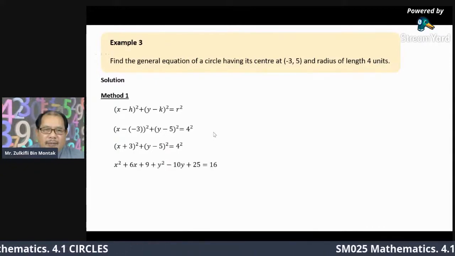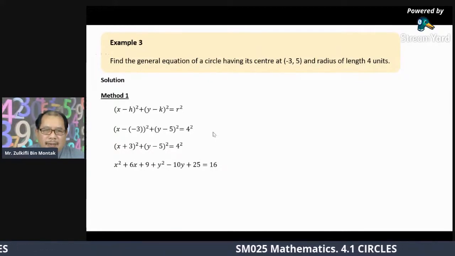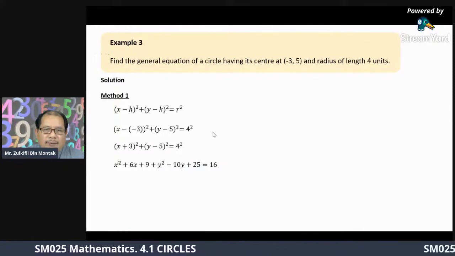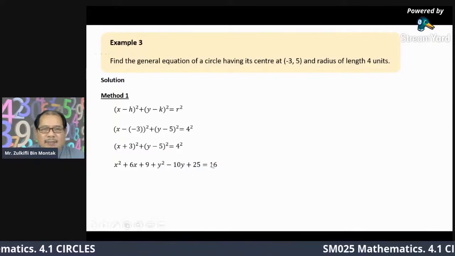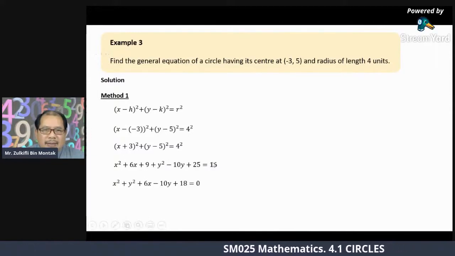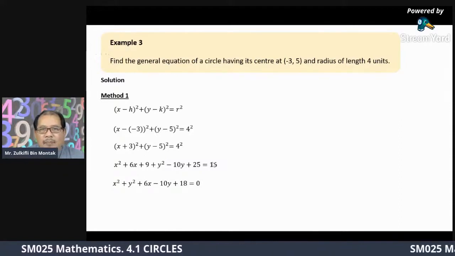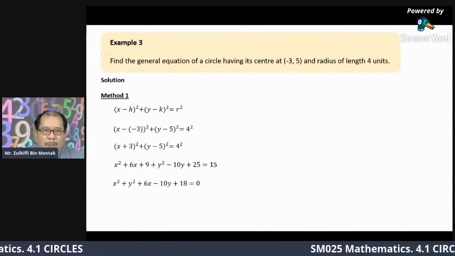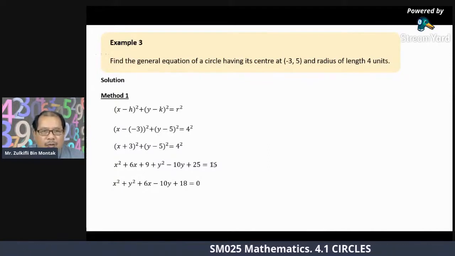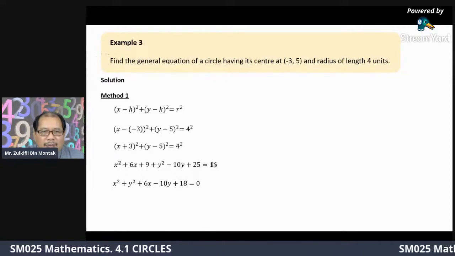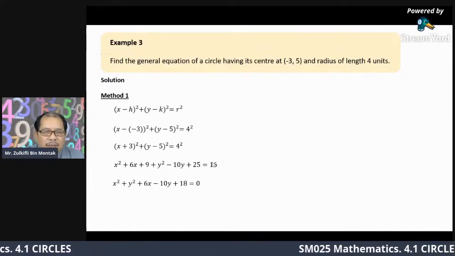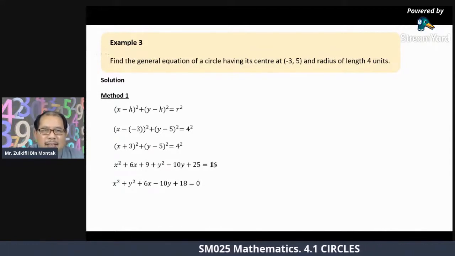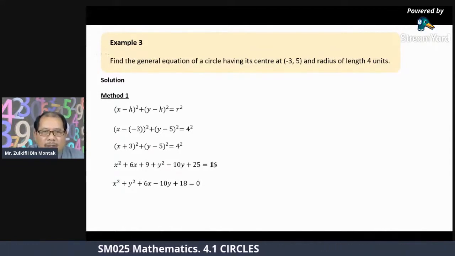If we expand, we get x squared plus 6x plus 9 plus y squared minus 10y plus 25 equal to 16. And then we simplify, we get the general equation for the circle with the center (-3, 5) and radius equal to 4: x squared plus y squared plus 6x minus 10y plus 18 equal to 0. This is when we use the first method, using a standard form.